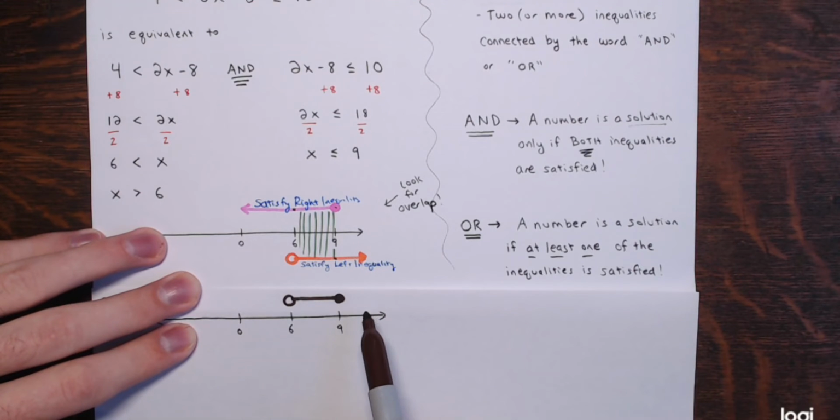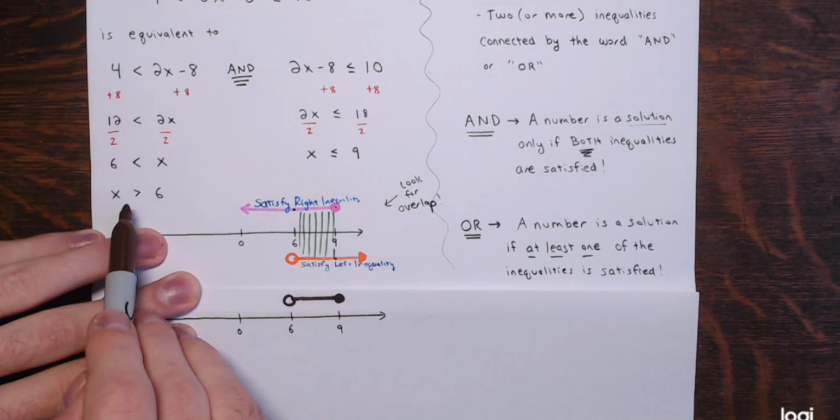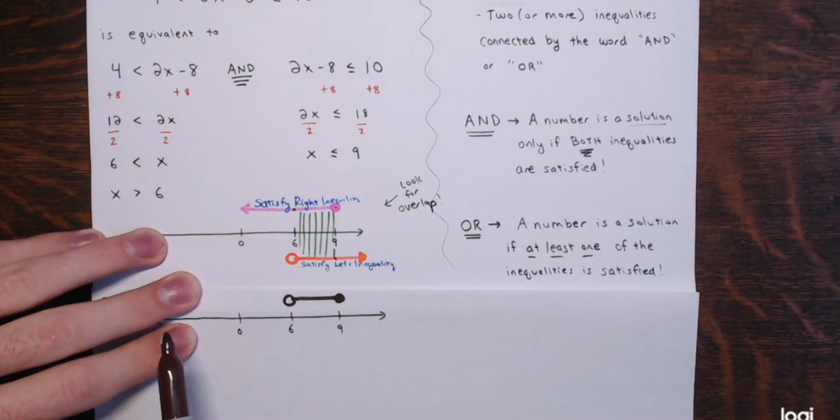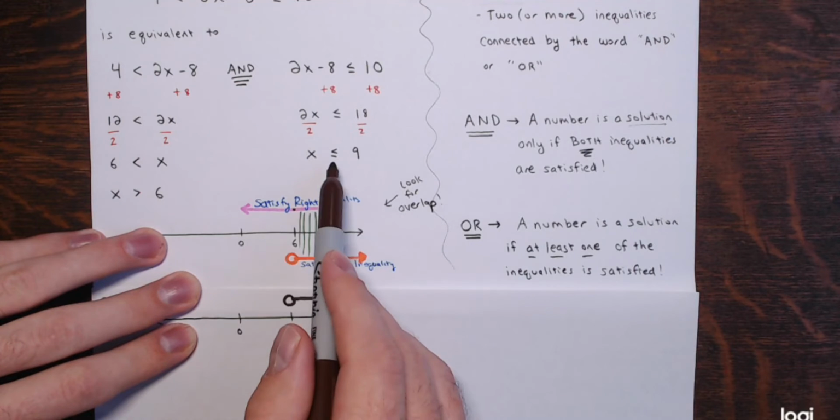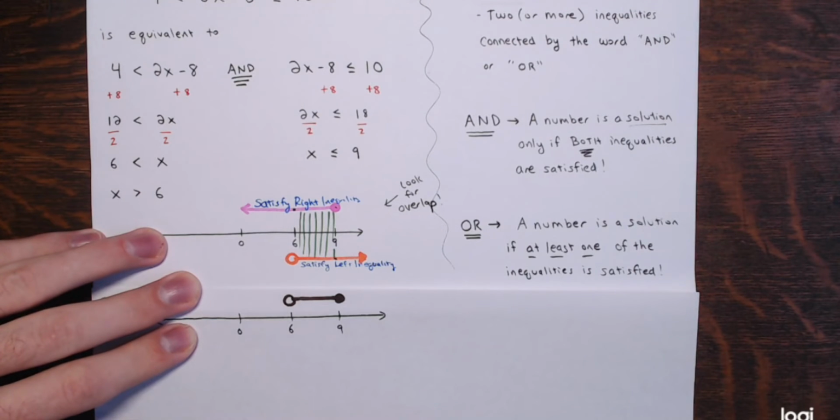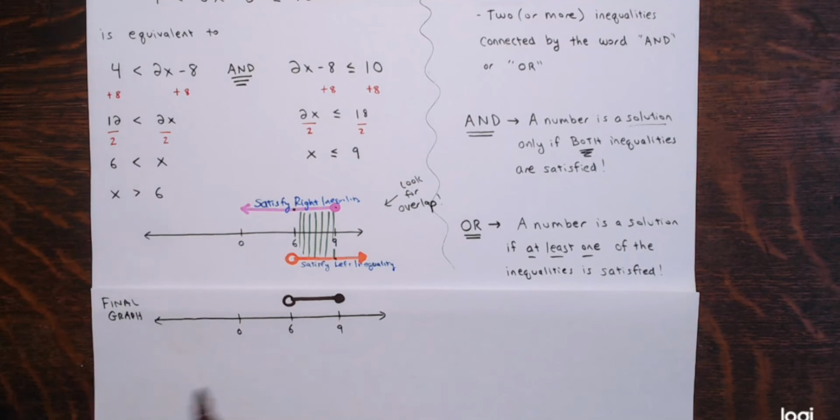And then if you'd like, how about the numbers to the right of 9, like 10, 11, 12? Those don't satisfy both, right? They satisfy the left one, but not the right one. And the numbers less than 6, those satisfy the right one, but not the left one. Right? So the ones I've drawn here, and I'll put this in a box.